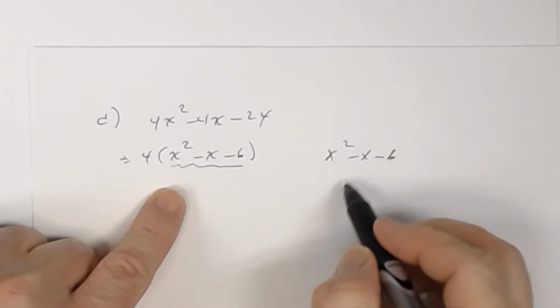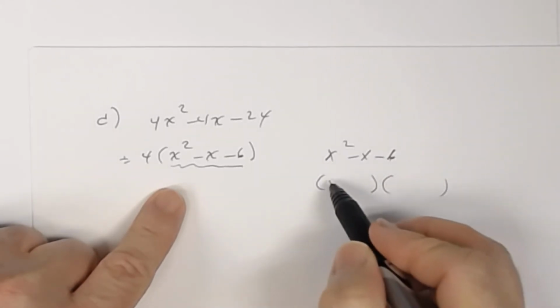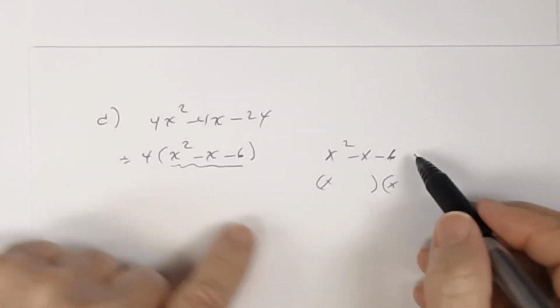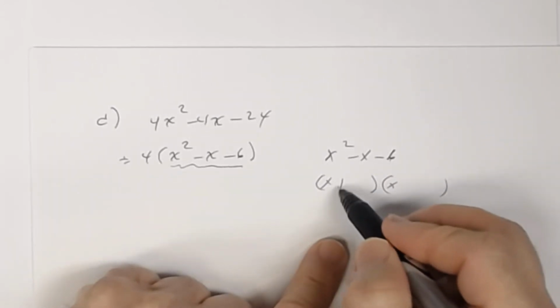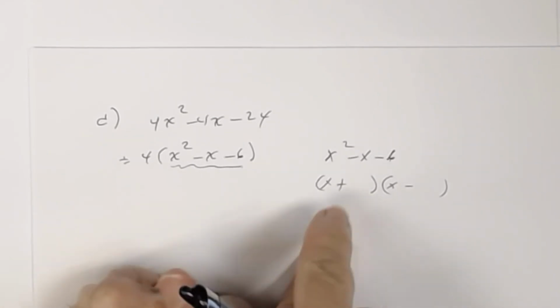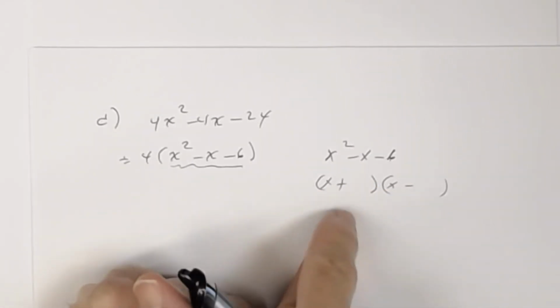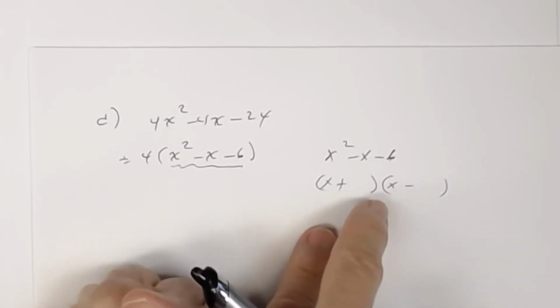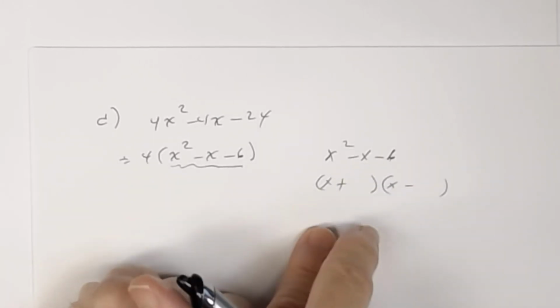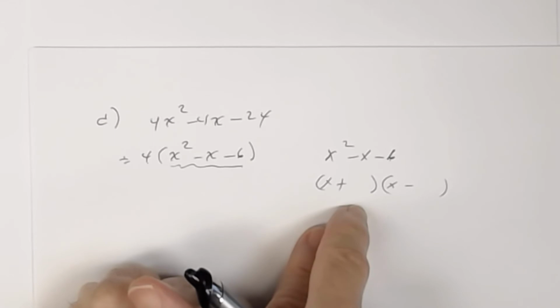And you can, because look, x times x is x squared. Now the last sign's negative, so that means one's positive, one's negative. And again, it doesn't matter if you put the subtraction here and the addition here, because multiplication is commutative. Now we have 6, so the possibilities of 6 are 3 and 2, 6 and 1.